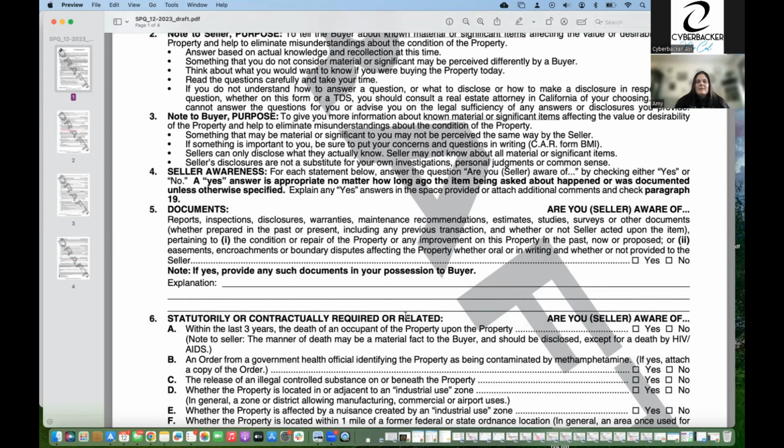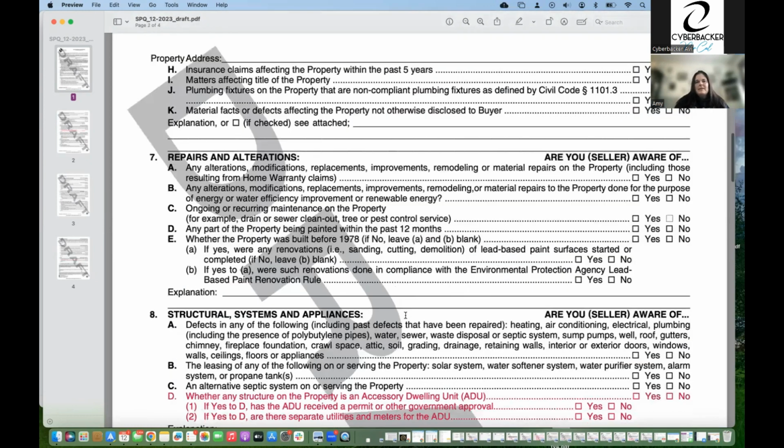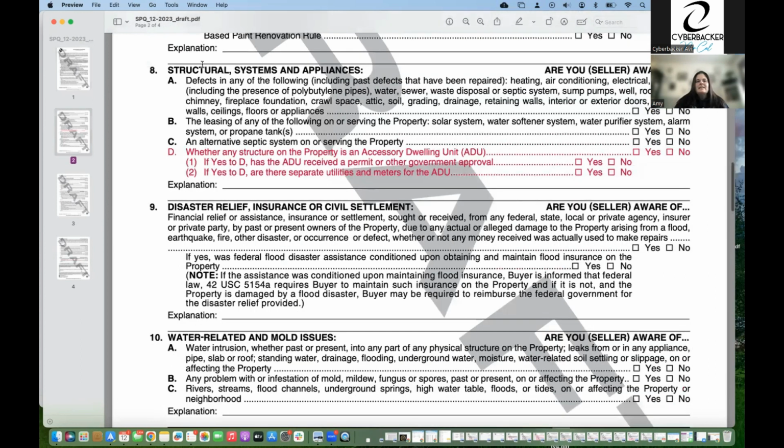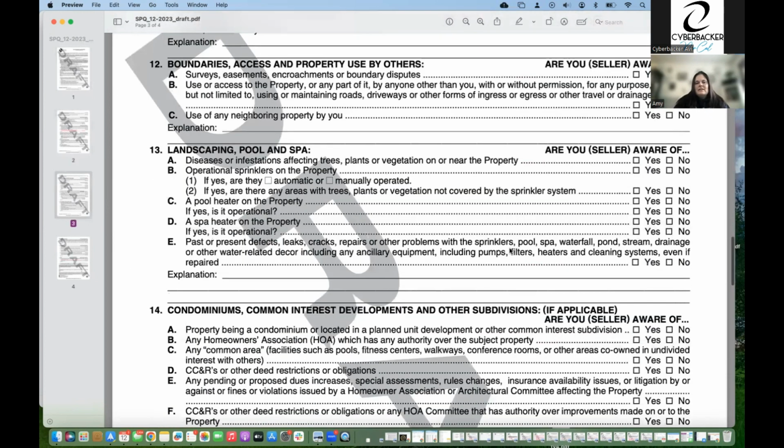So the seller property questionnaire just has a minor update here. They added on section 8D, any structure on the property is an auxiliary dwelling unit. So an ADU, yes or no. Has the ADU received a permit or other approval? Or are there separate utility meters? So those are the questions they'll have to answer with regards to an ADU. Again, if they answer no here, then they don't answer D1 and D2. So I think that was the only change made to the seller property questionnaire.